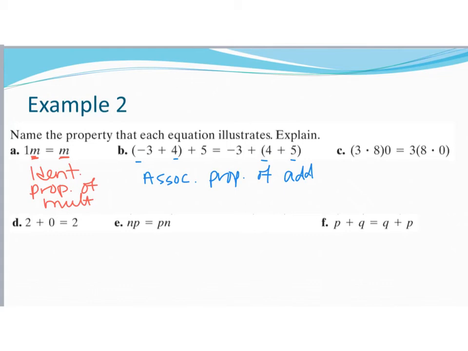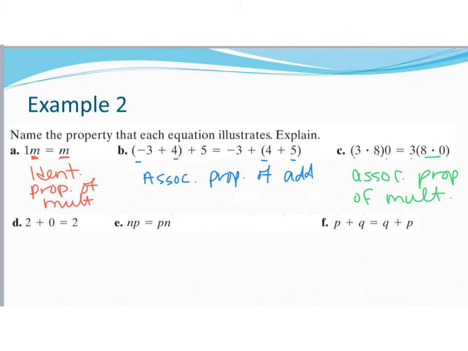For part C, we're multiplying. We have the quantity of 3 times 8, then we're going to multiply that by 0, or we can say 3 times the quantity of 8 times 0. Because I'm shifting what I'm multiplying first, this is considered an associative property. And because we're multiplying, this would be of multiplication.